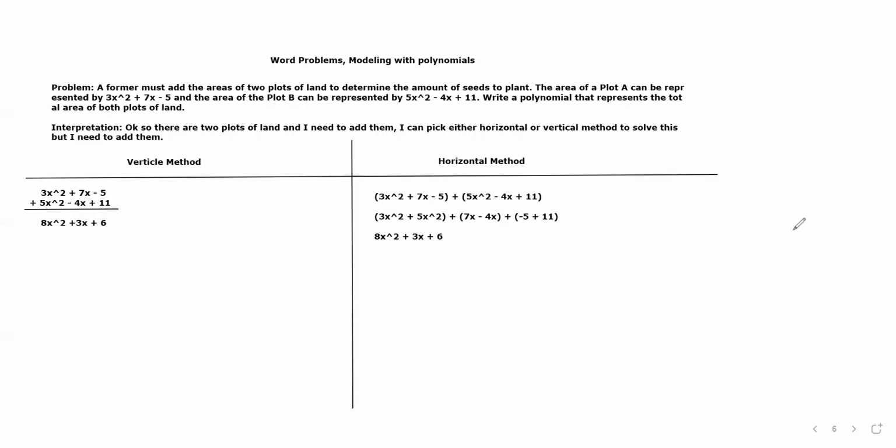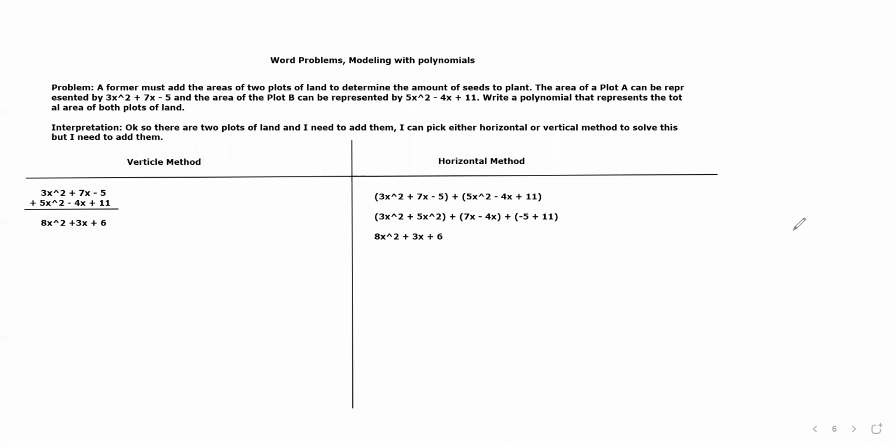All right, this time we're working on word problems, modeling with polynomials. In this case, I'm going to go over two word problems, and we're going to go over the key terms of what you should be looking out for and what you shouldn't. So for example, problem: a farmer, sorry.